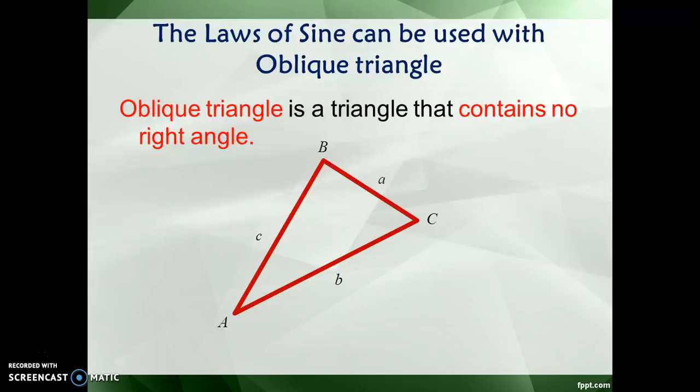Okay, the law of sines can be used with an oblique triangle. An oblique triangle is a triangle that contains no right angle, which means that the angles may be obtuse or acute, but no right angle inside it. So if that's the case, we can apply the law of sines.